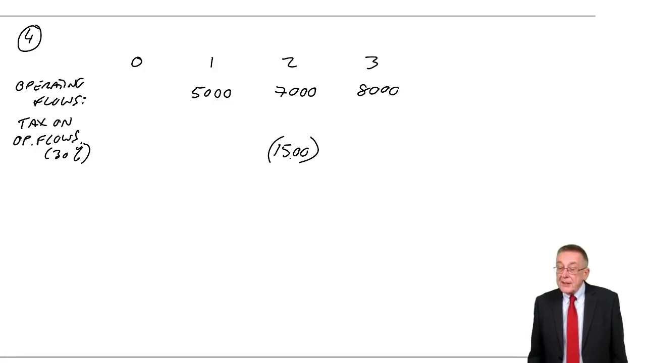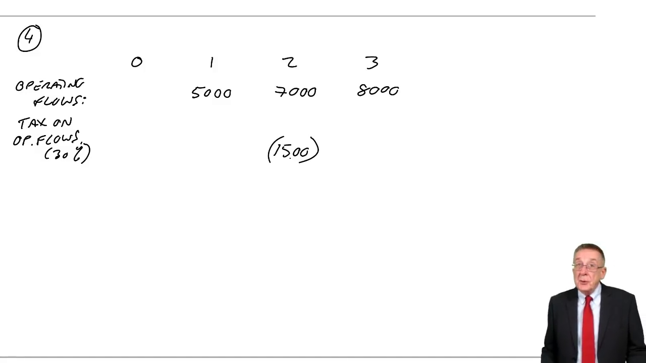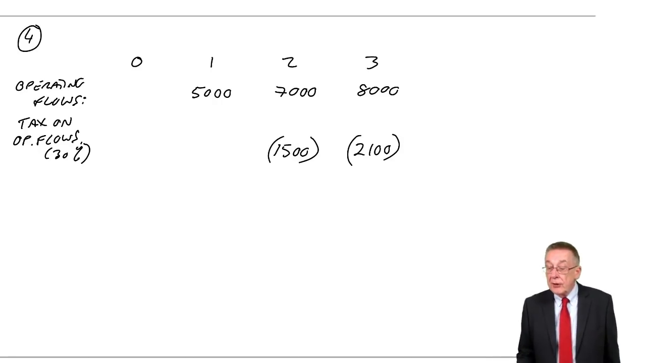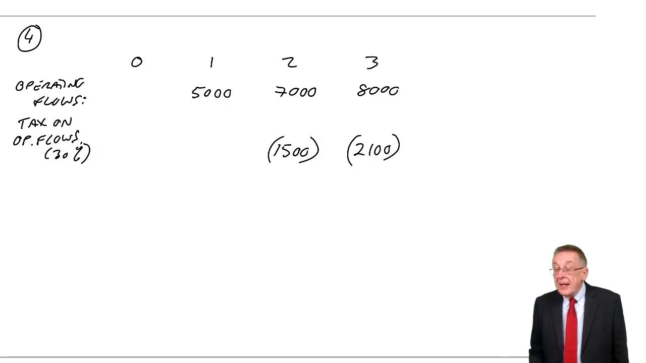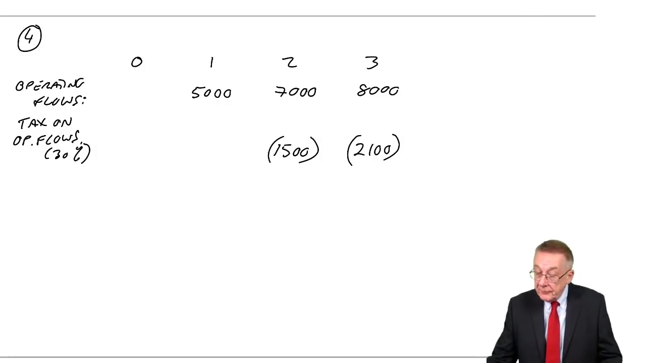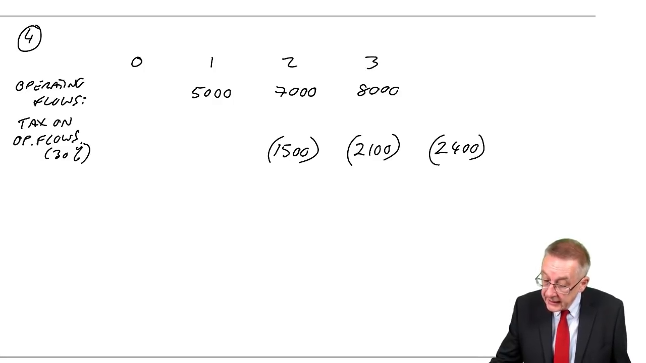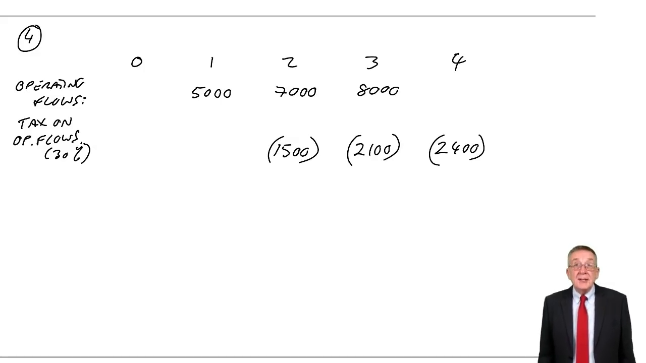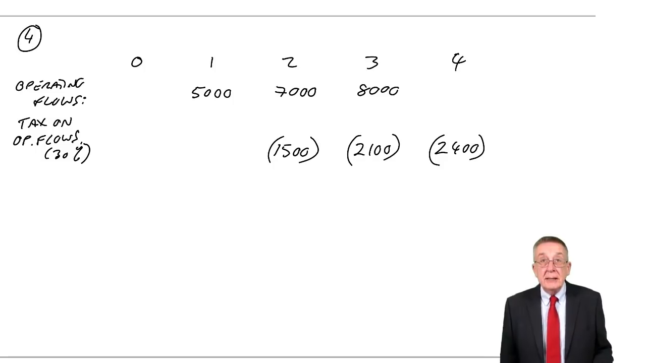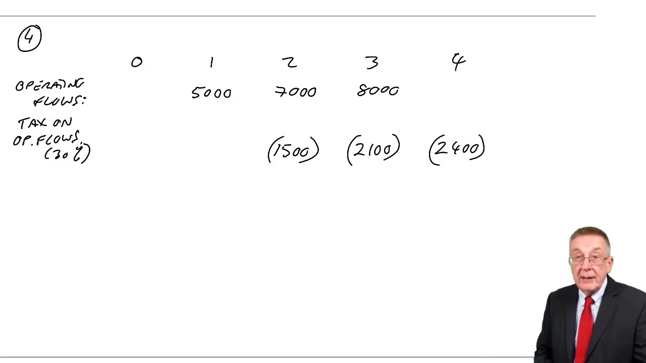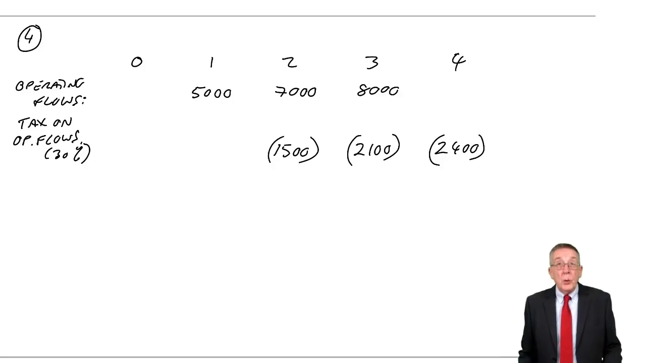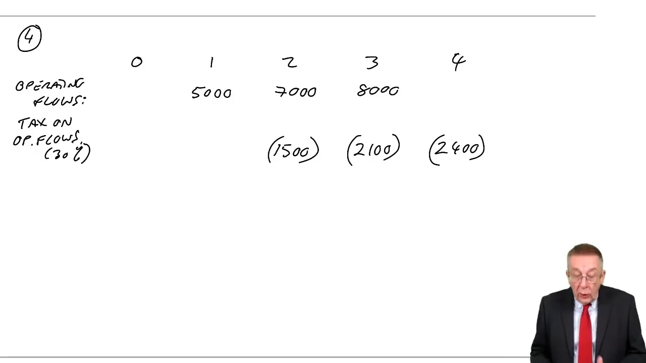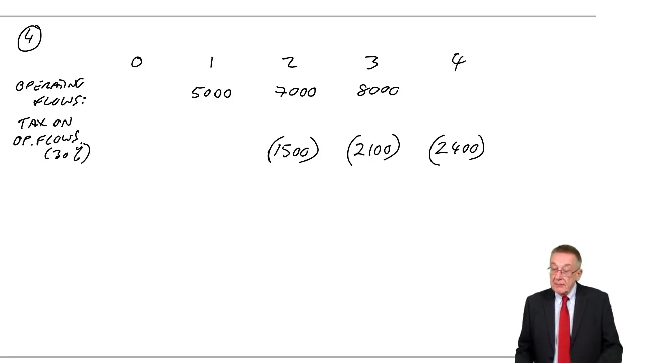Similarly, 7,000 at time two, tax 30%, 2,100, but payable 1 year later, 1 year in arrears, time three. And finally, 8,000, 30%, 2,400, but it's payable 1 year later, time four. So again, so far nice and easy. Obviously, you'll be told the tax rate. This isn't a tax exam, so use whatever rate you're given. And as I say, you're told it's either payable immediately, which would be one, two, three, or, as here, 1 year in arrears. Well, I hope that makes sense.